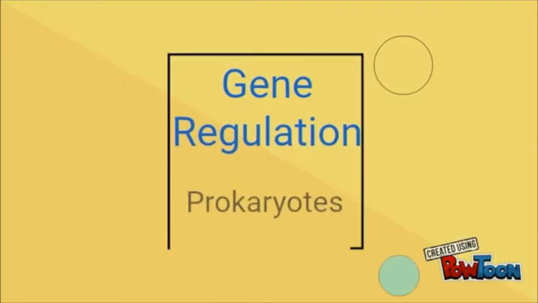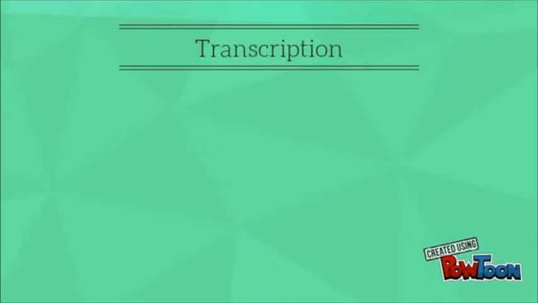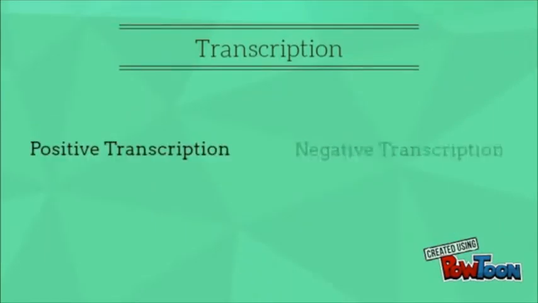Now we will be seeing gene regulation in prokaryotes. There are many ways in which genes are regulated. In your body cells, you can have proteins that can bind to certain gene regions to increase the rate of transcription by the transcription enzyme RNA polymerase. This is positive transcription. Or you can have proteins decrease transcription to a point that genes may not be transcribed at all. This is negative transcription.